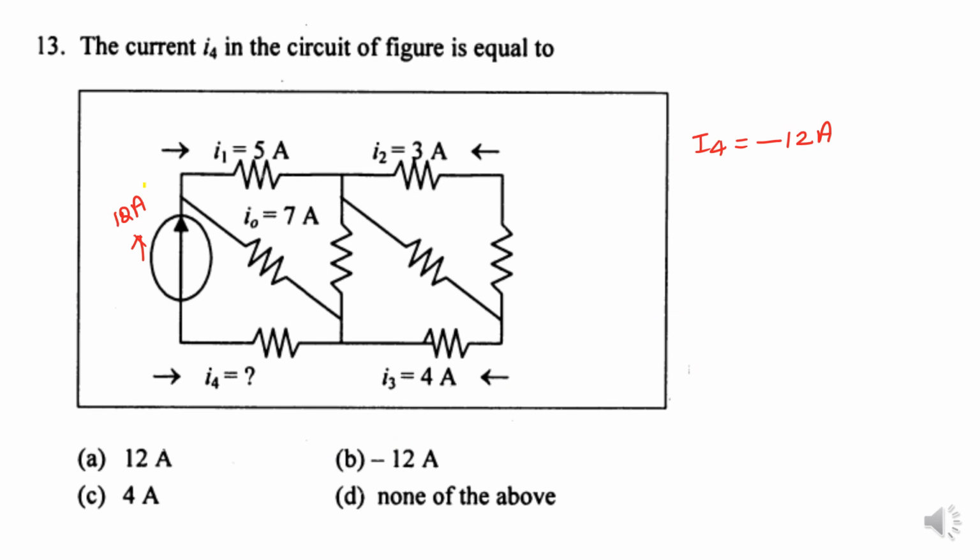And next, the current I4 in the circuit of the figure is equal to? See here, this is I1 and this current is I7. So the net current is 7 plus 5, that is 12 ampere. So 12 ampere is the net current. My question is to find I4. So I4 is the current that is opposite to this current. So what is the answer? The answer is option B, that is minus 12 ampere.